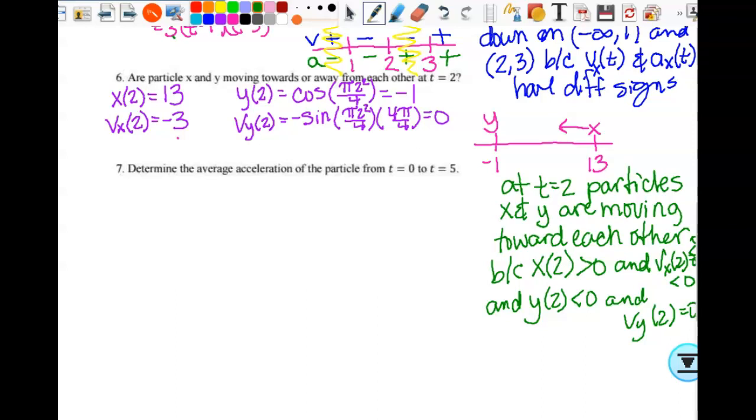Okay, the average acceleration. So acceleration is the derivative of velocity, right? So if I want the average acceleration, I am finding the rate of change of velocity, yes? That means I want the average rate of change of the velocity. So the average acceleration is going to be, I have to do the slope formula with velocity. V of 5.